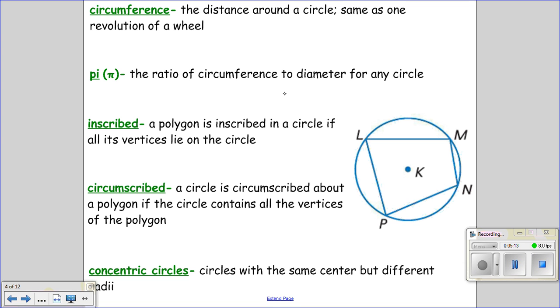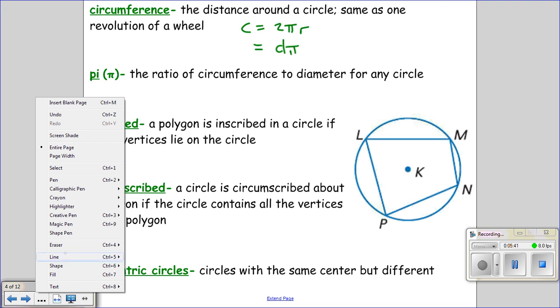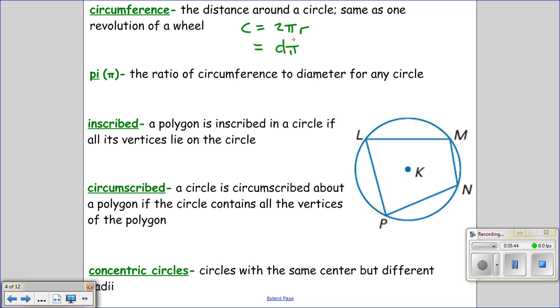Circumference we talked about in the last unit, but it's the distance around a circle. And it's the same as one revolution of a wheel. So the circumference was found by taking 2 times pi times the radius, or we also said it was diameter times pi because 2 times the radius is equal to the diameter. So this 2 together with this r make the diameter. So that's, again, another way to represent circumference.